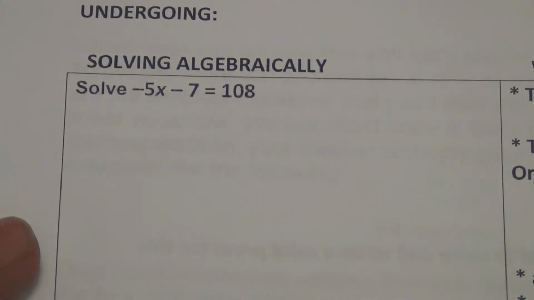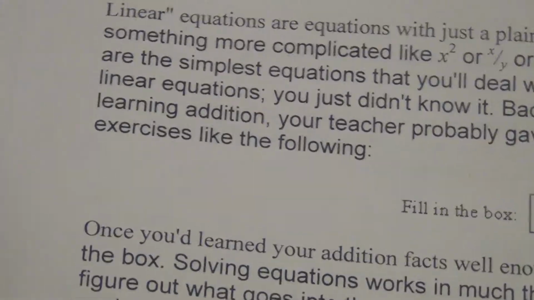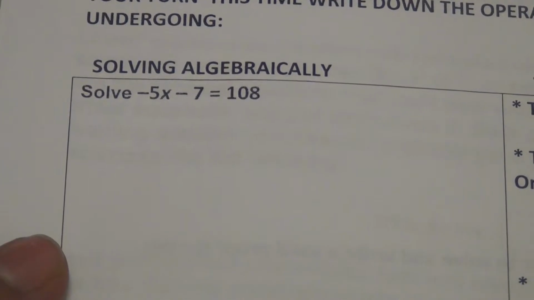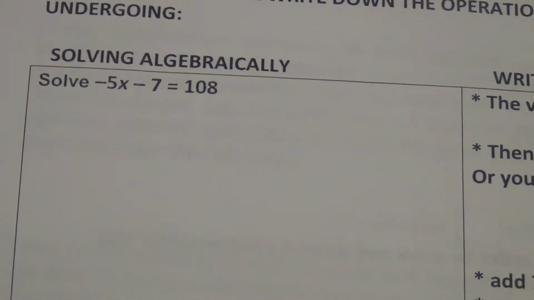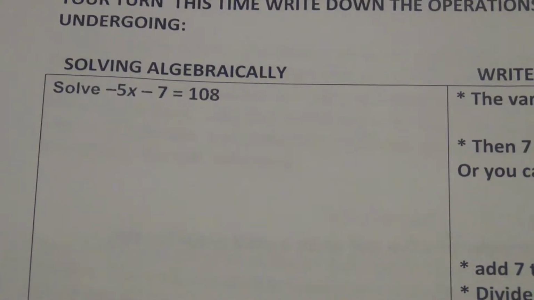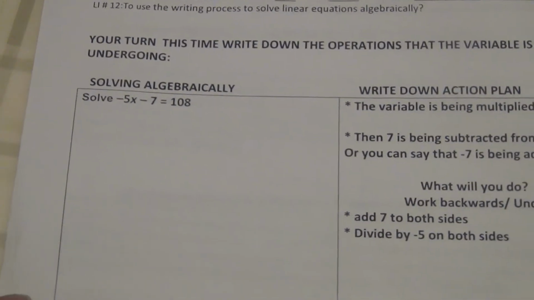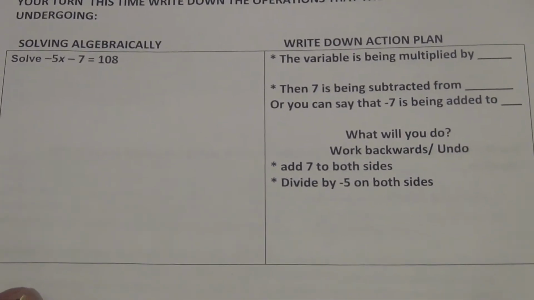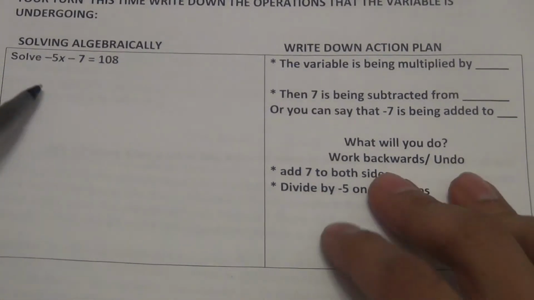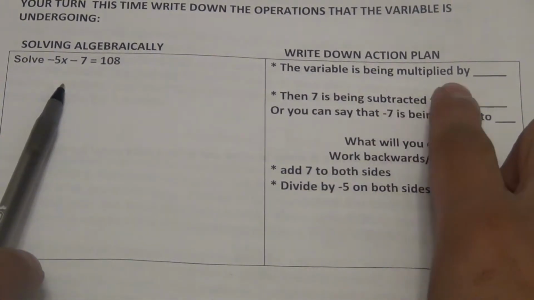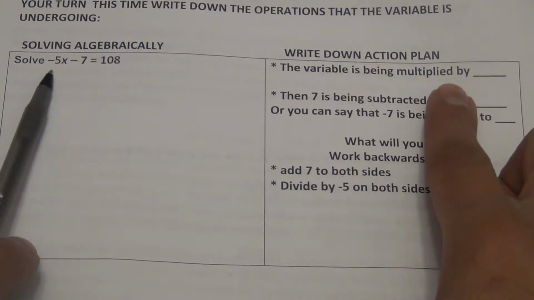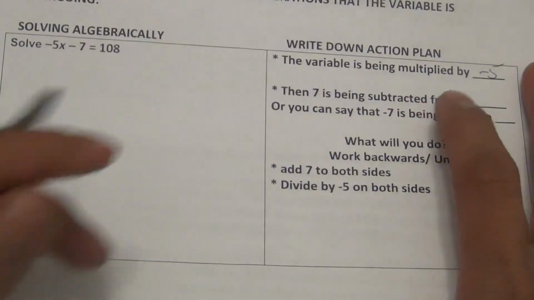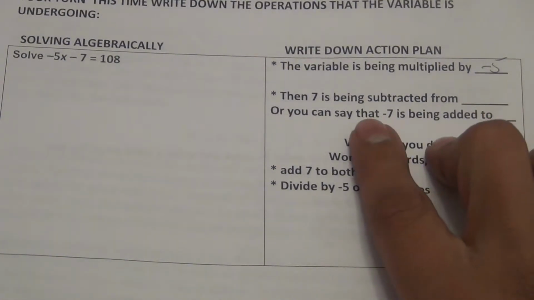Okay, so it says your turn. This time write down the variables. Where did I do my turn already? No, I didn't, but anyway, your turn. So what happens here? You have it in your handout. If you're not my student, then you have it right here. So the variable is being multiplied by -5. You see it? Then 7 is being subtracted from -5x.